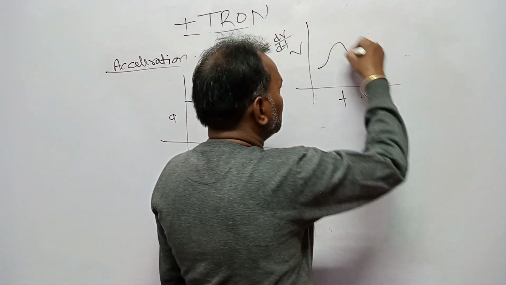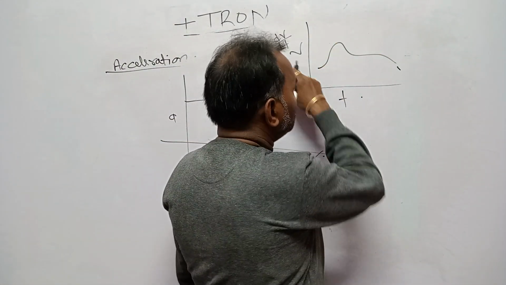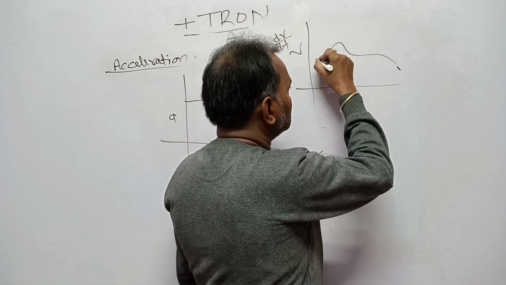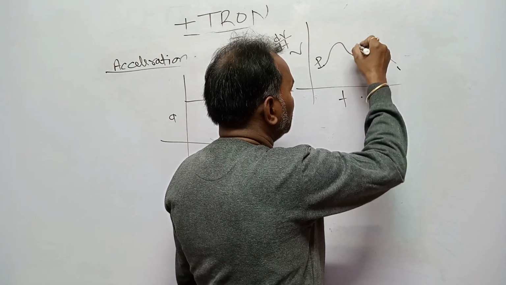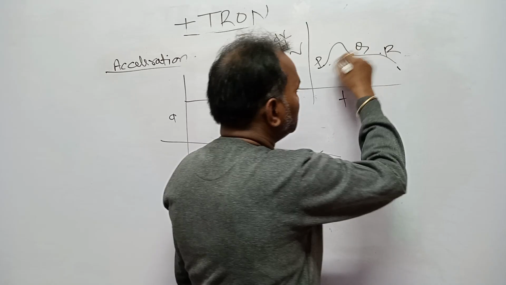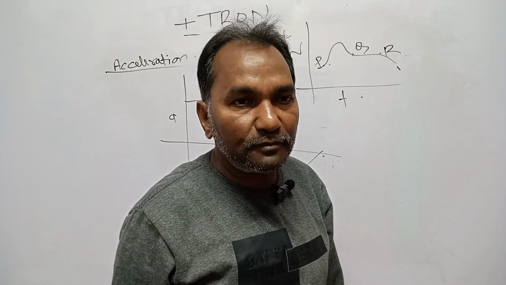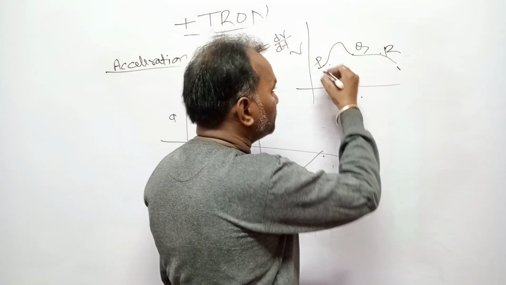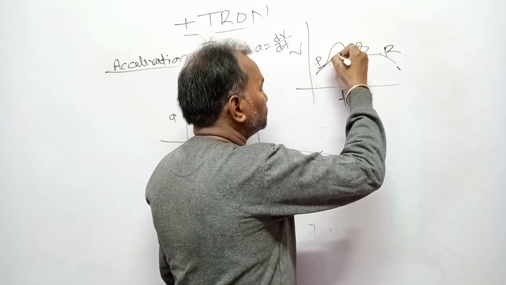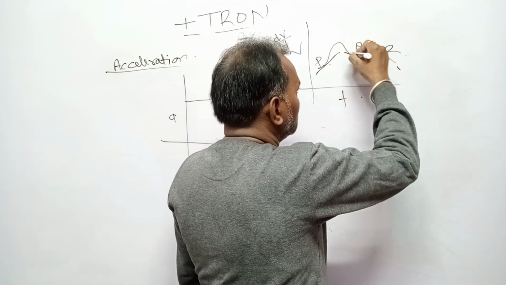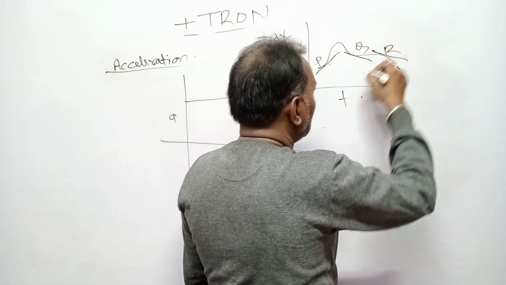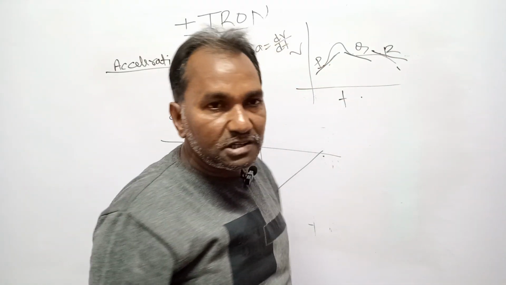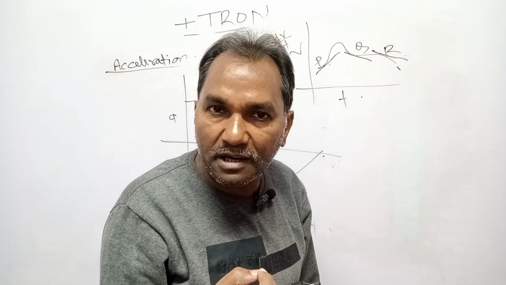If the graph is like so, between velocity and time, let this point be P, this point Q, and this point R. At this point, if you have to find out the acceleration, then what you have to do? You have to draw the tangent at this point, and now find out the slope of the tangent. How will you find out the slope of the tangent?